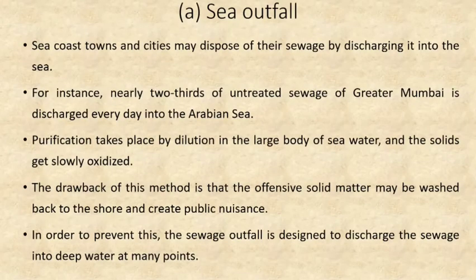Sea outfall. The seacoast towns and cities may dispose of their sewage by discharging it into the sea. For instance, nearly 2/3 of the untreated sewage of Greater Mumbai is discharged every day into the Arabian Sea. Here, purification takes place by the dilution method because we have a large body of seawater, and the solids get slowly oxidized.